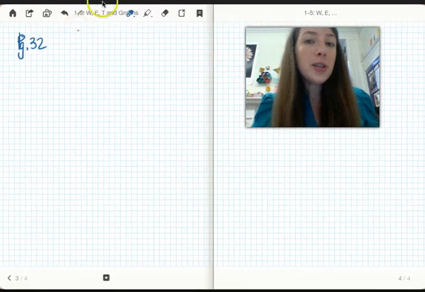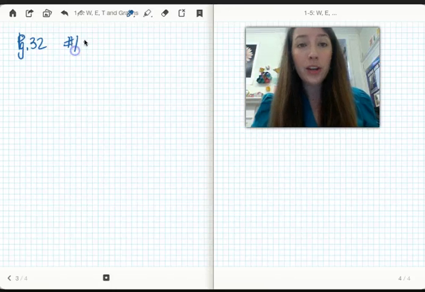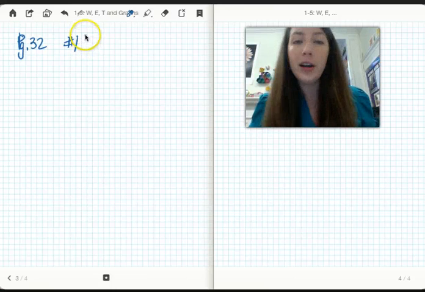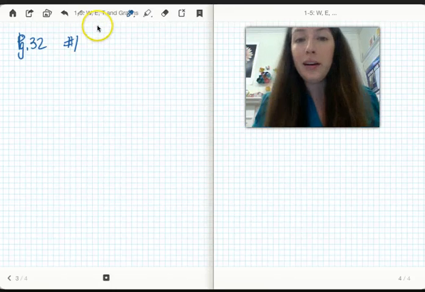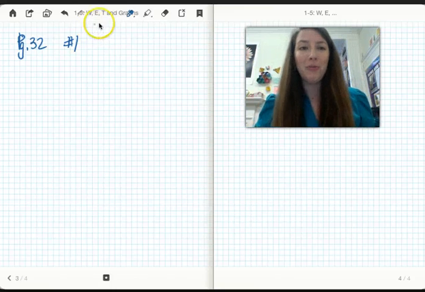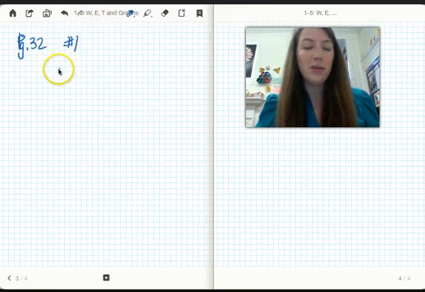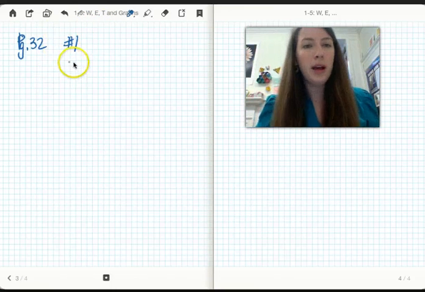So on page 32, number 1, when we take a look at that, it says a phone call costs $3 a minute. So hopefully you're not calling from your cell phone or your home phone. Maybe you're overseas or maybe it's a collect call. So $3 a minute.